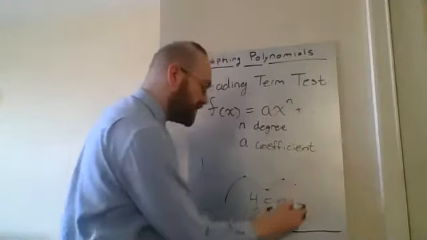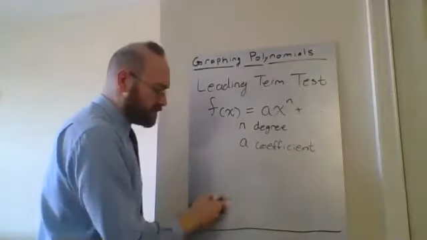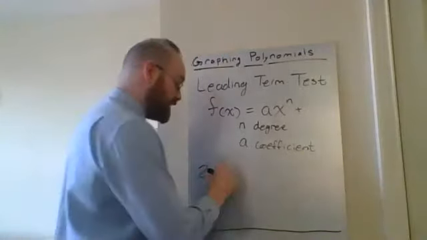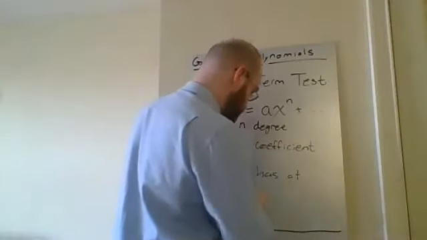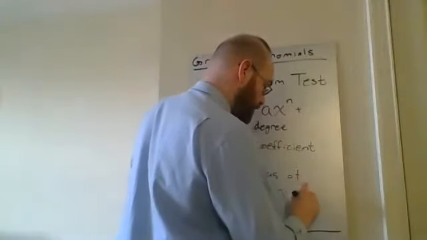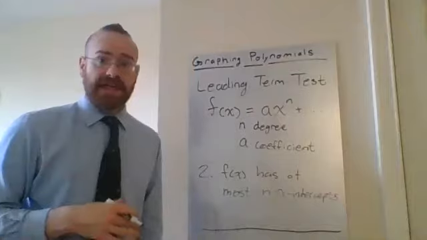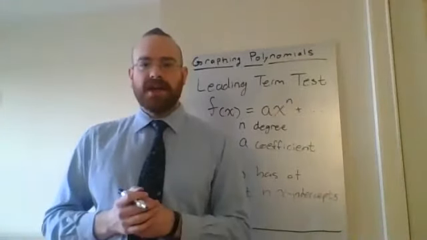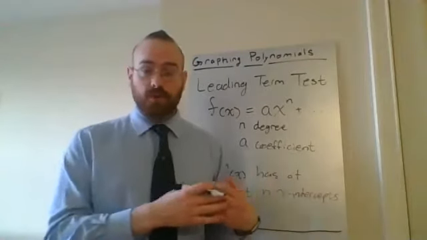But our focus in this class will mainly be going from equation to graph. So the second thing the leading term tells us is f of x has at most n x-intercepts. So for graphing a linear function, n is 1, we have 1 x-intercept. If we're graphing a quadratic function, n equals 2.